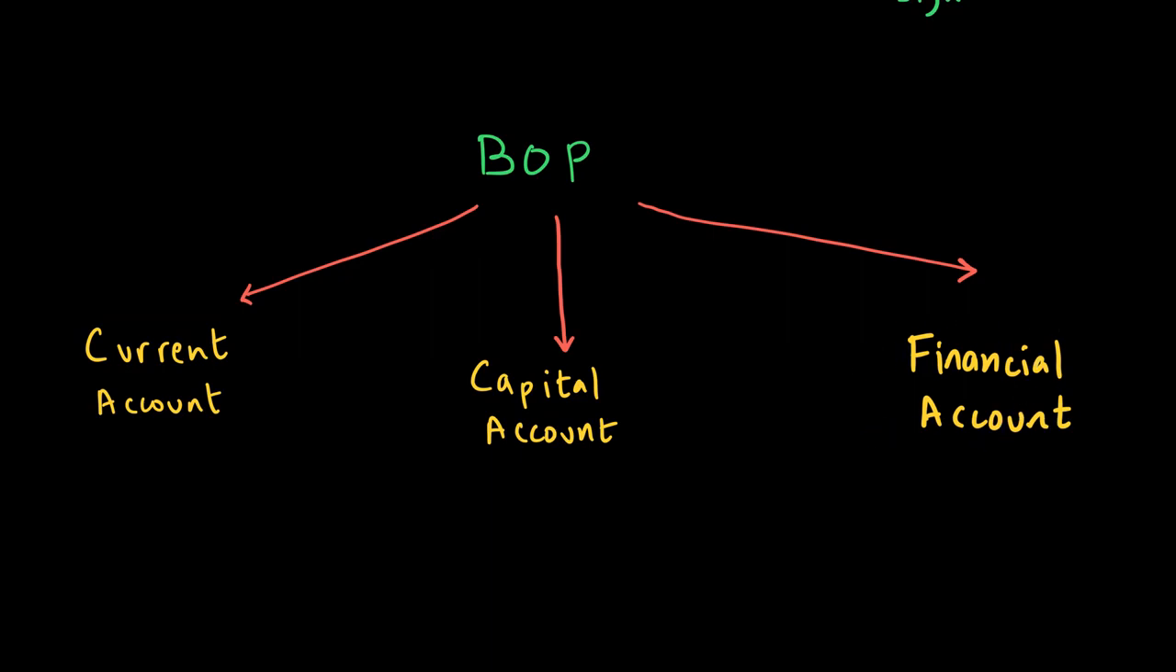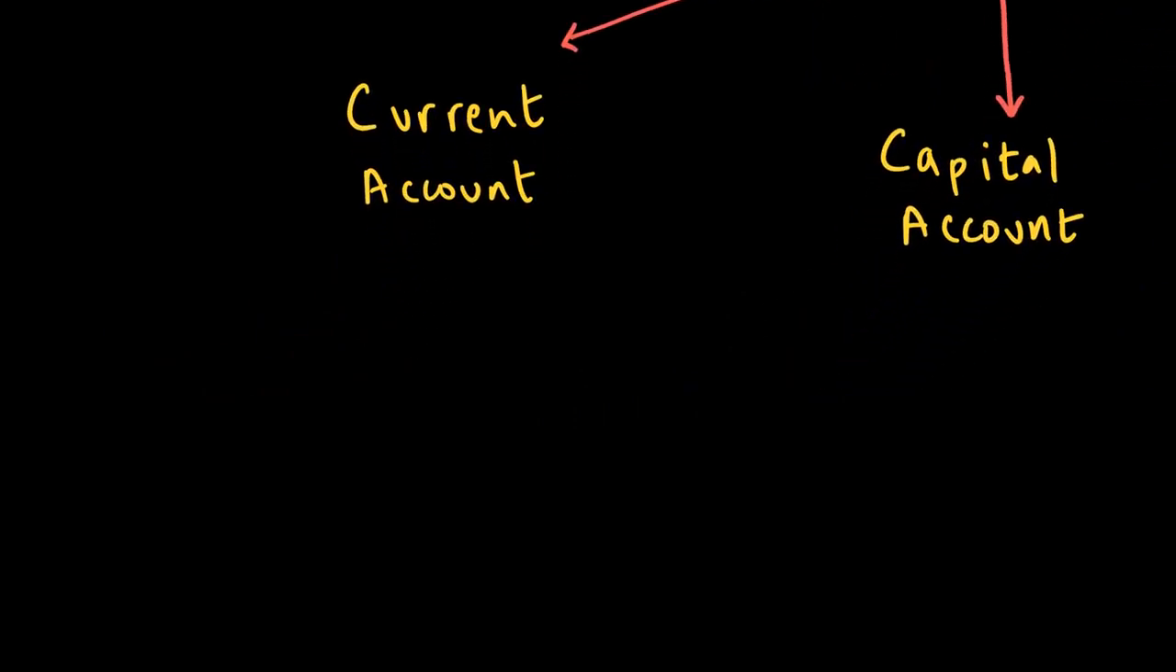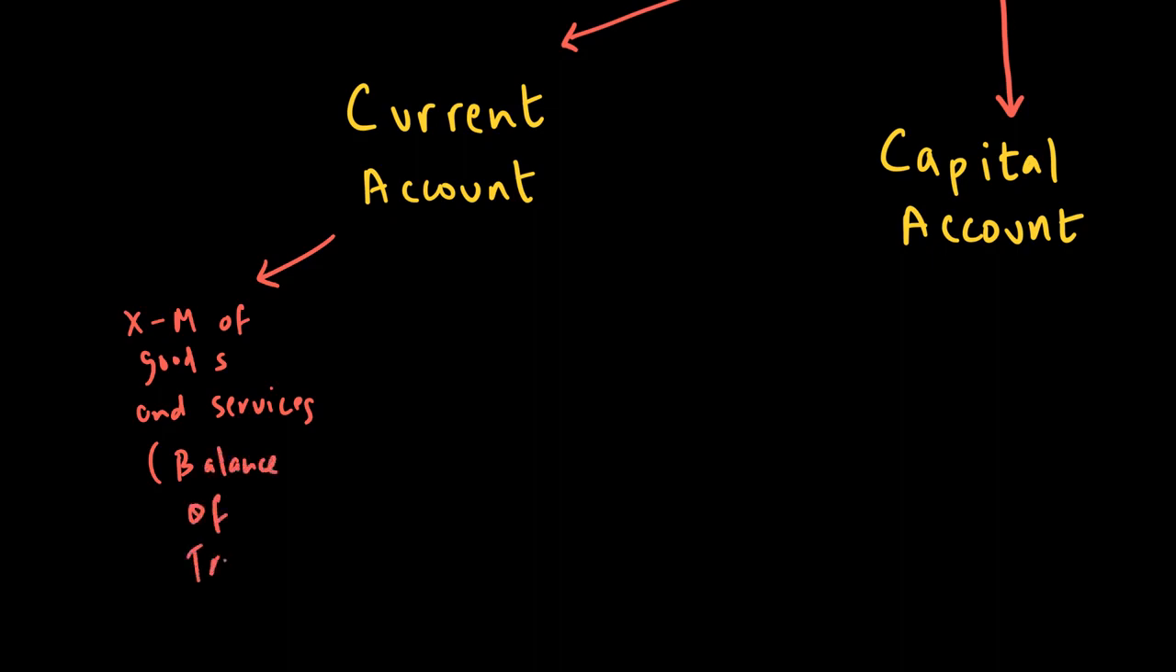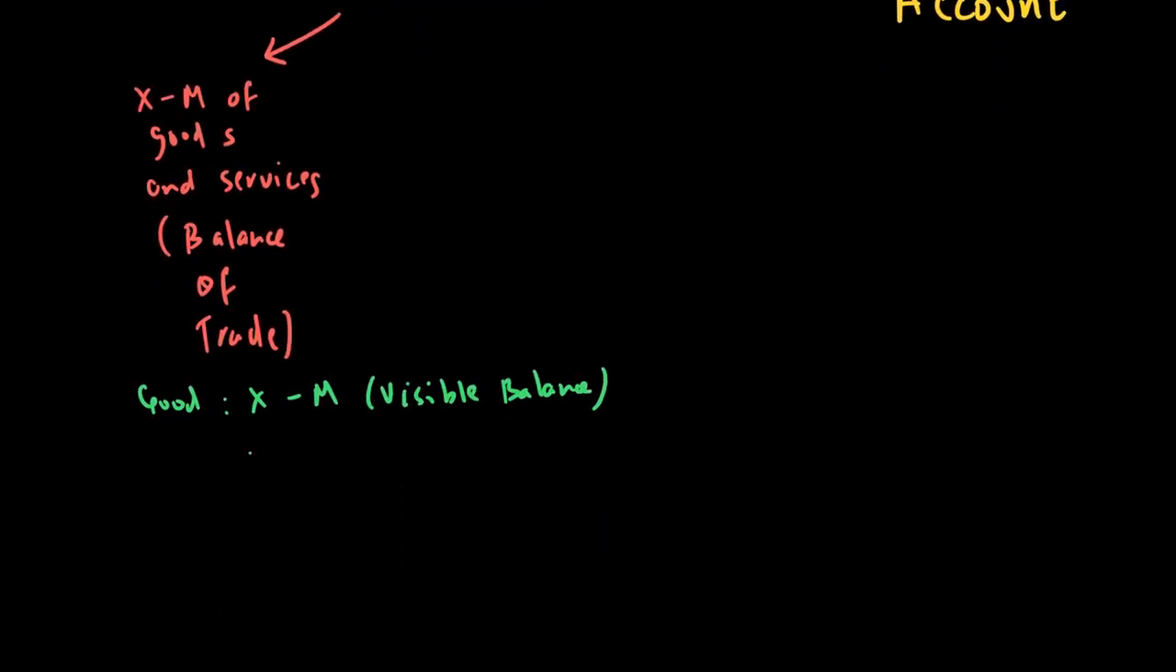So what is current account? The current account of the balance of payment has basically three things. Number one is your X minus M of goods and services, which is also called our balance of trade. Now, when you look at goods, X minus M, or net exports, we call it your visible balance. While when you look at your X minus M of services, we call it invisible balance. One term that we need to remember. So visible balance is X minus M of goods, invisible balance is X minus M of services, and combined together, the visible balance plus invisible balance is your balance of trade.